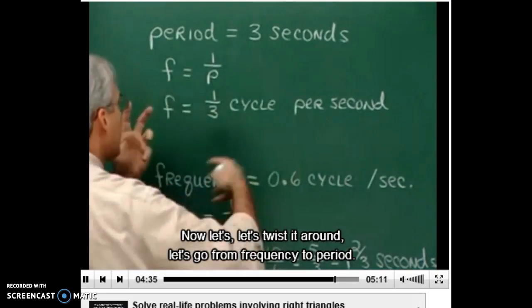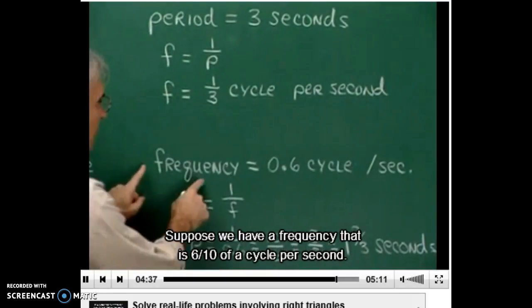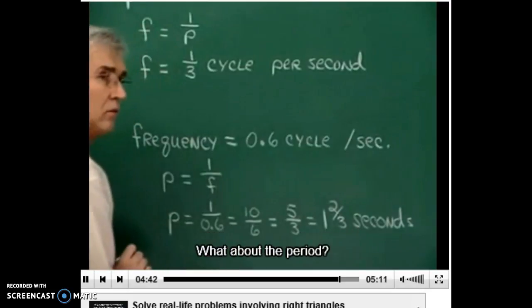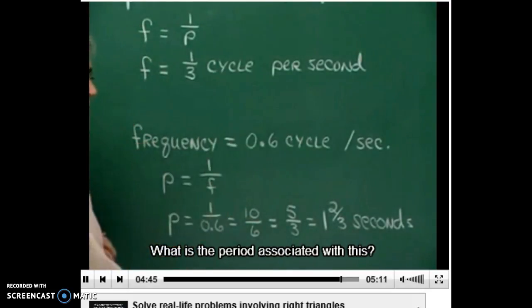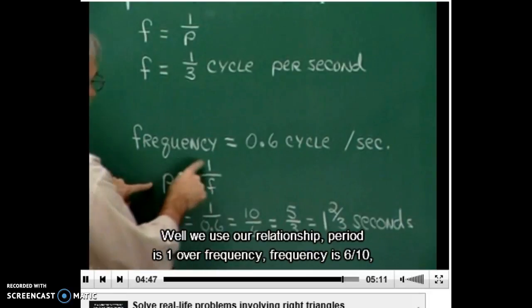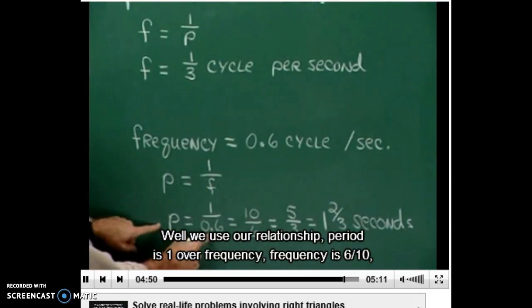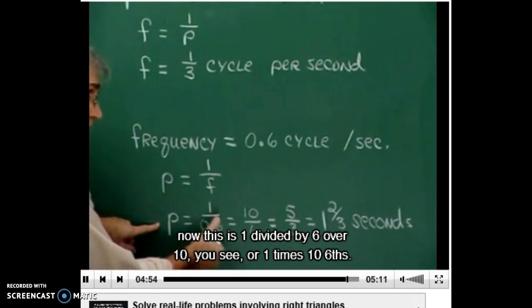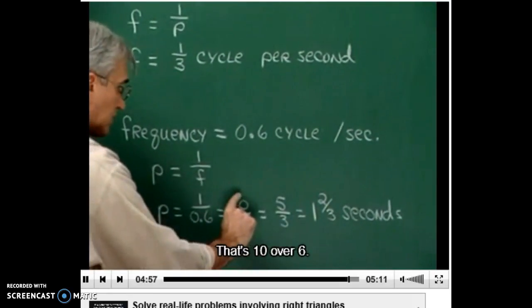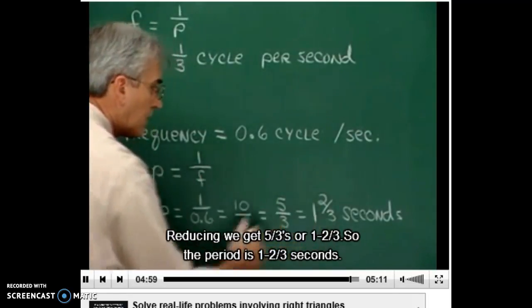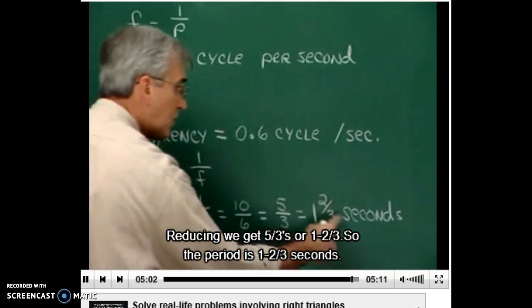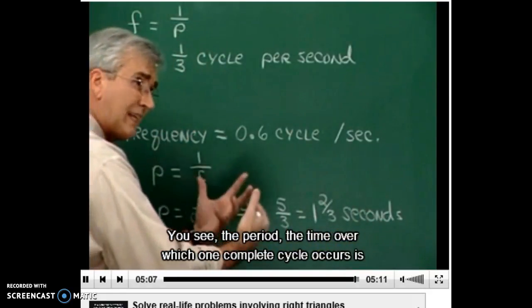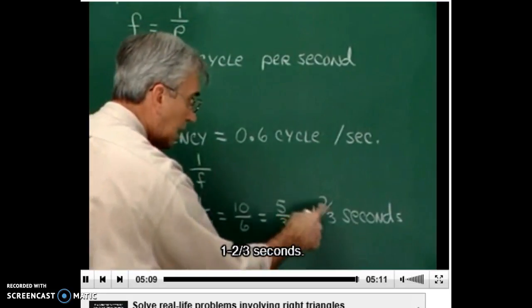Now, let's twist it around. Let's go from frequency to period. Suppose we have a frequency that is 6/10 of a cycle per second. What is the period associated with this? Well, we use our relationship. Period is 1 over frequency. Frequency is 6/10. Now, this is 1 divided by 6 over 10, or 1 times 10/6. That's 10 over 6. Reducing, we get 5/3 or 1 2/3. So the period is 1 2/3 seconds. You see, the period, the time over which one complete cycle occurs, is 1 2/3 seconds.